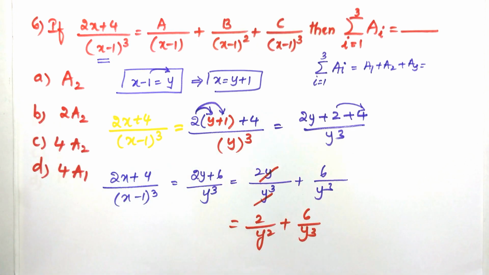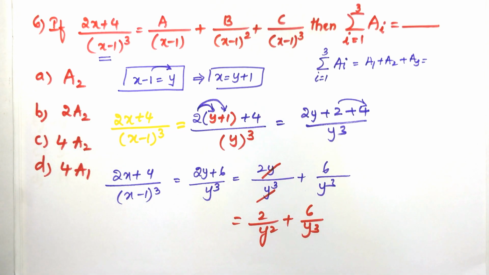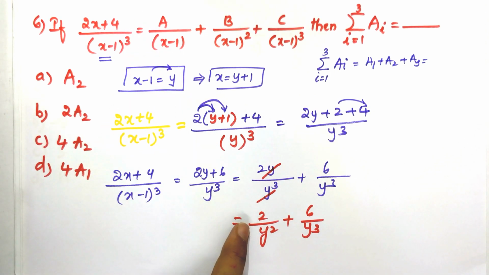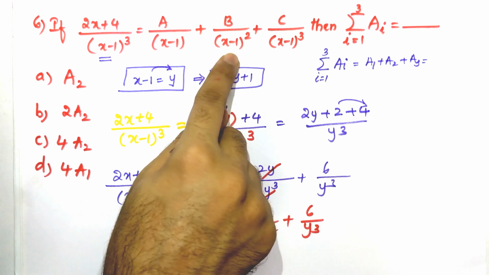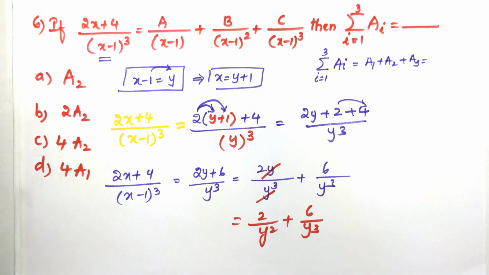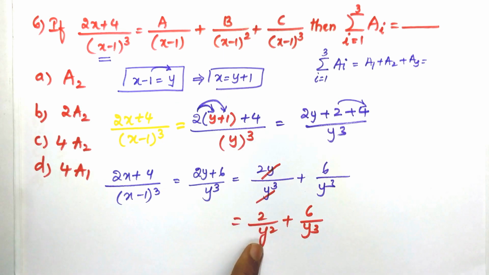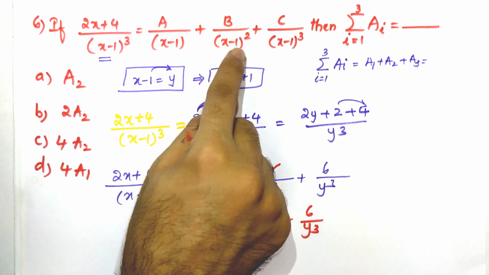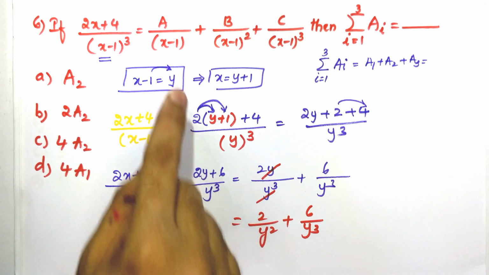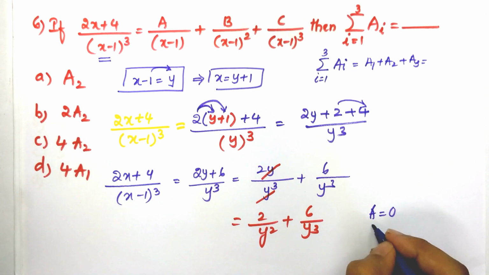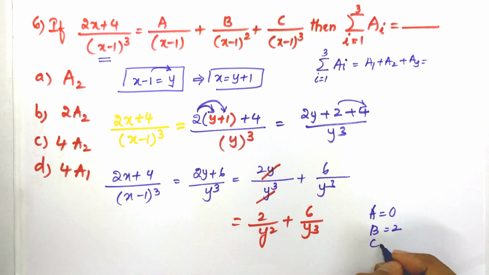Now look at the question. 2 by y square plus 6 by y cube. So here we have a by x minus 1 plus b by x minus 1 whole square plus c by x minus 1 whole cube. Our answer is starting with this term. So instead of b we got 2 and the value of c is 6. So 2 by y square. The value of y is x minus 1, so it is y square. So here the a would be considered as 0. So we'll write the value of a as 0, b as 2 and c as 6.